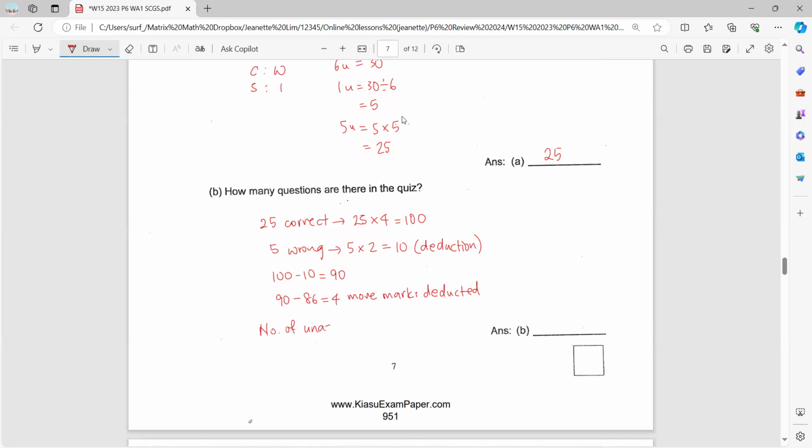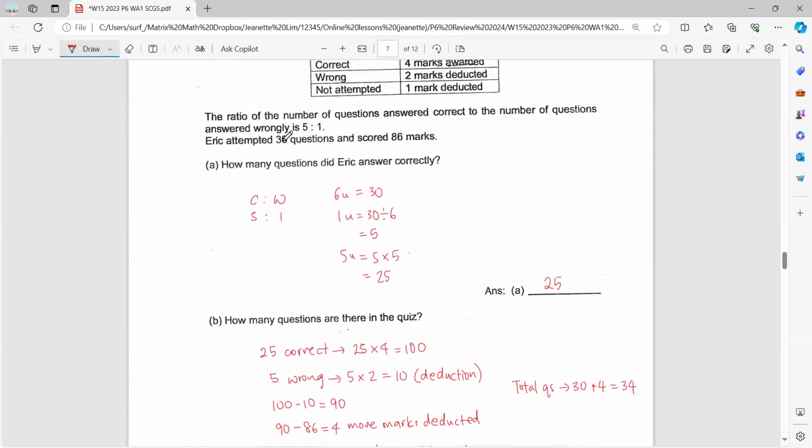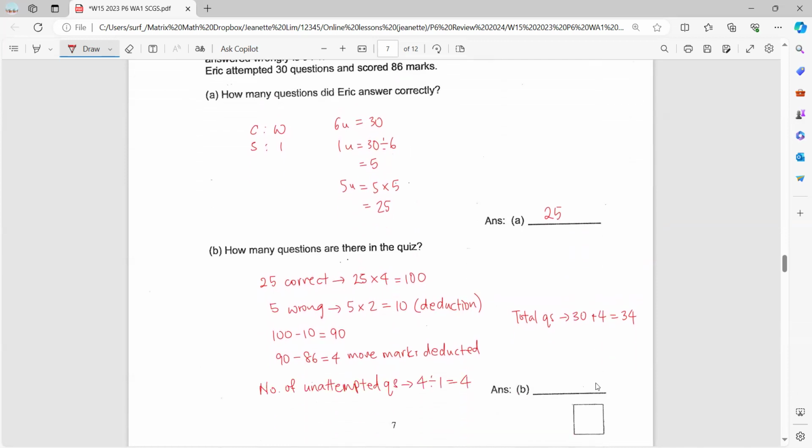So the number of unattempted questions will be 4 marks, and every question not attempted is a deduction of 1, right? Divided by 1. So actually there are 4 more questions that he didn't do. So the total number of questions will be 30 plus 4. 30 because he attempted 30, 4 he didn't attempt. So total 34.